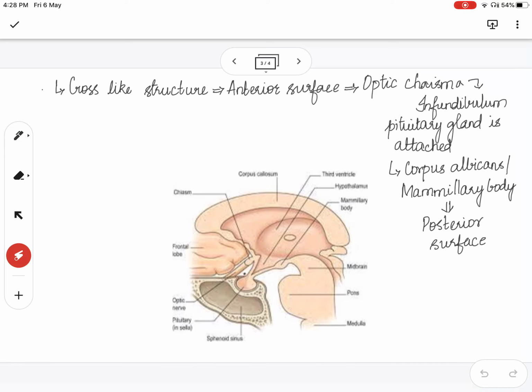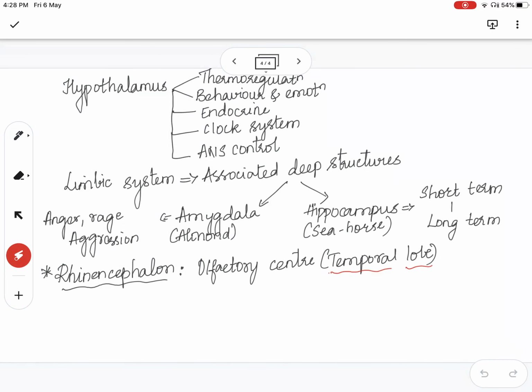Then along with that, we are also going to study the functions. The main functions, this is very important again, because questions on these functions have definitely been asked. What are the functions? Thermoregulation, behavior, emotion, endocrine, biological clock system, autonomic neural system control. All these things are taken care of by the hypothalamus itself. So the functions are thermoregulation, behavior, emotion, endocrine system, biological clock system, autonomic neural system.